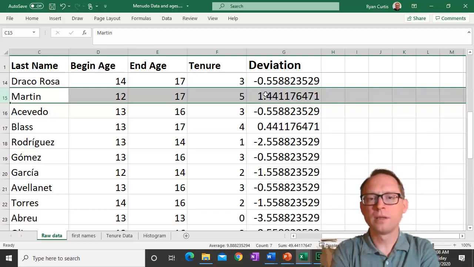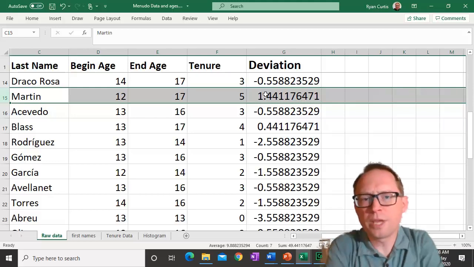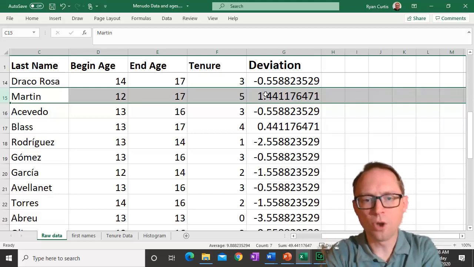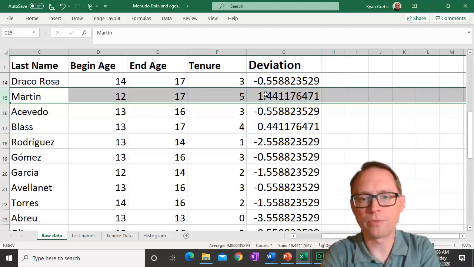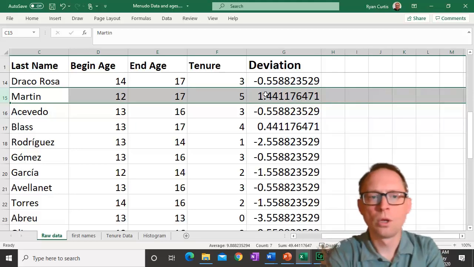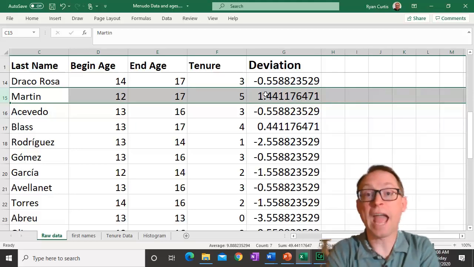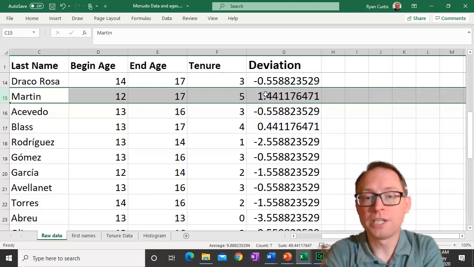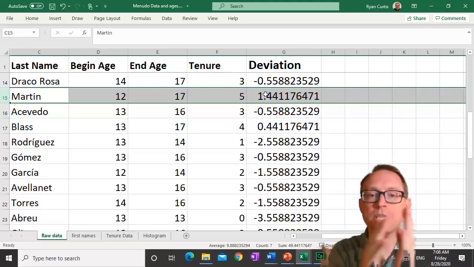But how much do other people deviate from the mean? Nobody has a tenure of 3.56, which is the mean. So everybody's a little bit different from the mean. Wouldn't it be good to be able to find the average amount of deviation, the average amount that people deviate from the mean?